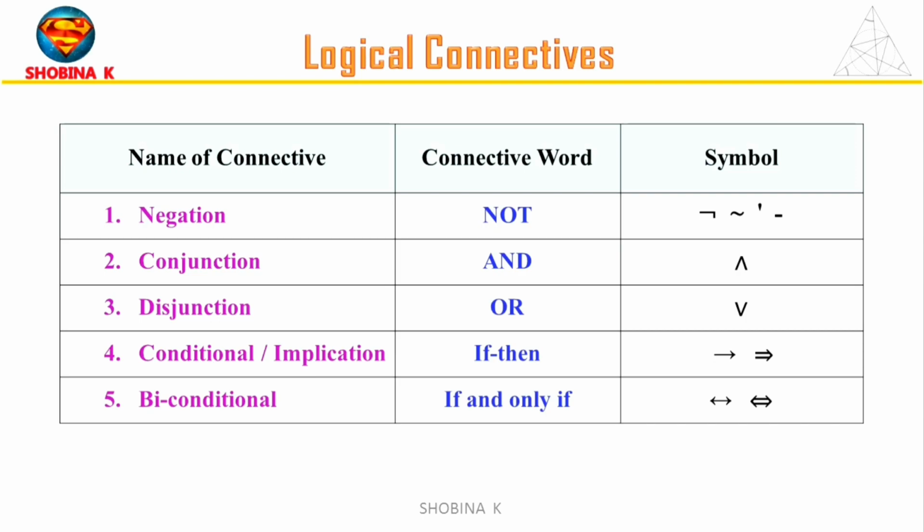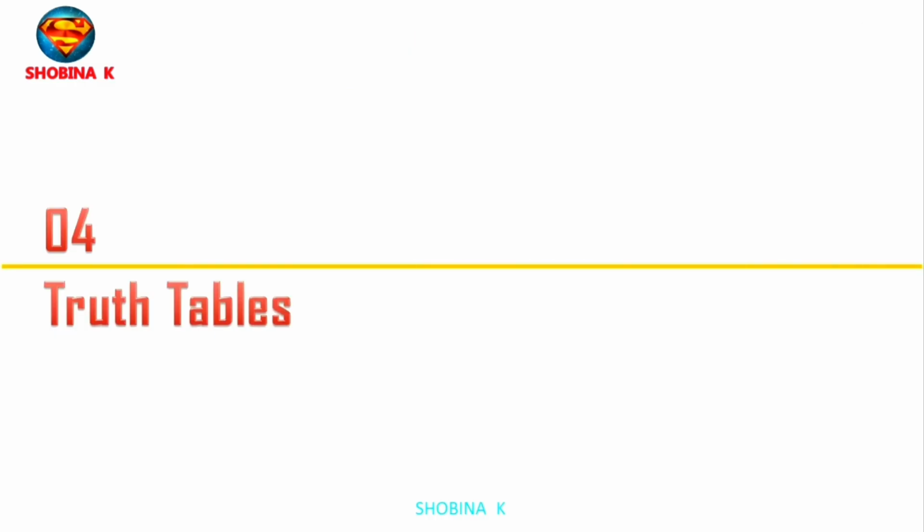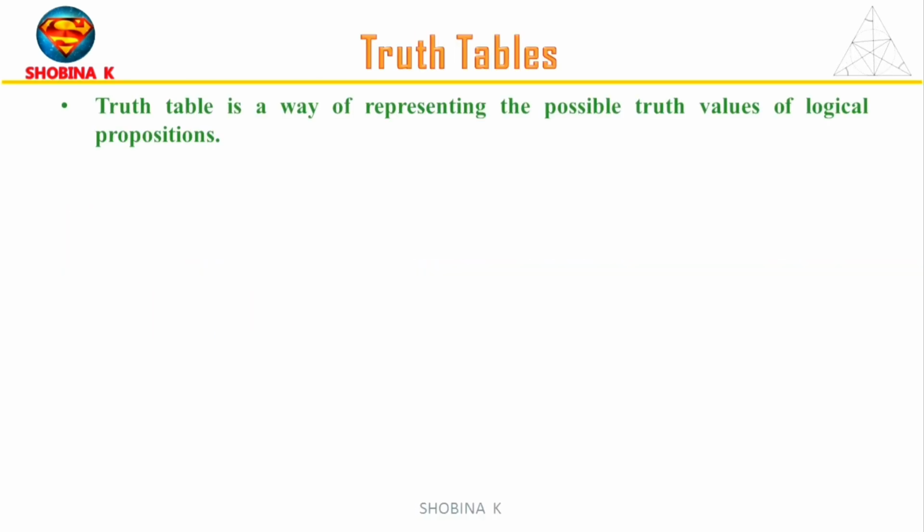So far we have discussed the logical connectives. Now let's see the truth tables. Truth table is a way of representing the possible truth values of logical propositions. It shows all possible combinations of input values and their corresponding output values in a logical expression.